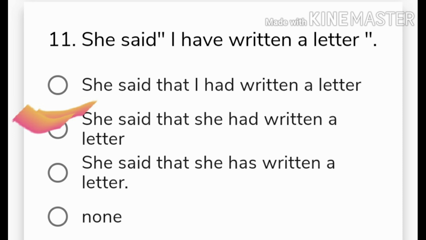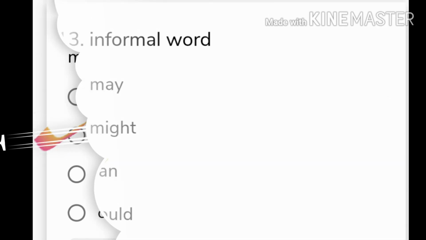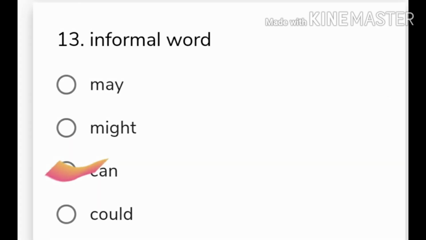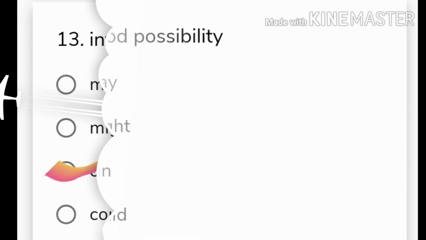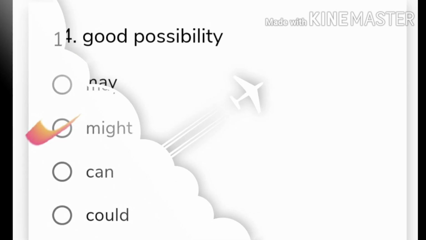Had, past perfect. Now next, we have to choose your formal modals. Simple, formal, which is the formal word? May I come in? So when you have to ask, you will take the permission, so you can say that may I come in. So it's formal. Now next, informal. Can is informal. Can I take your pen please? So can is informal. Good possibility, may. It's a good possibility that something will happen. So may is a good possibility. Weak possibility, might.